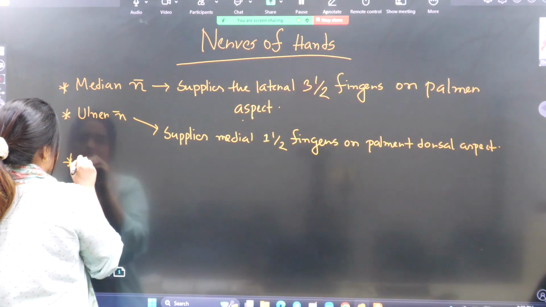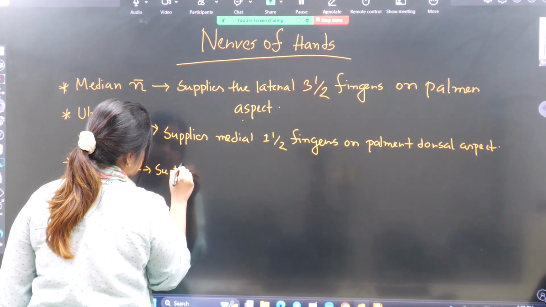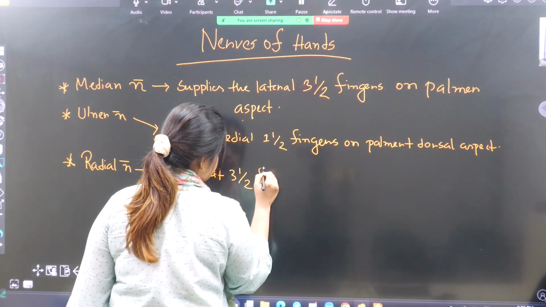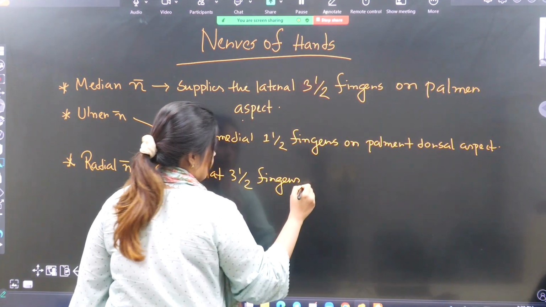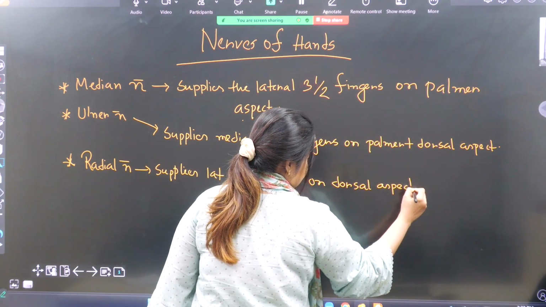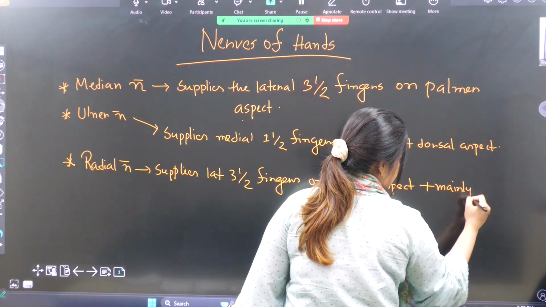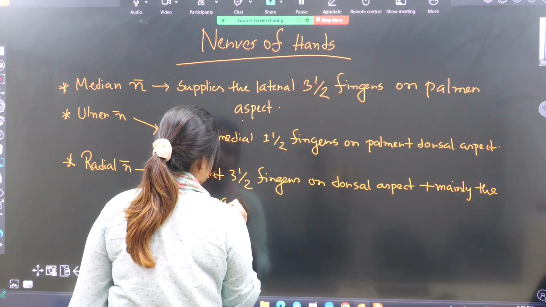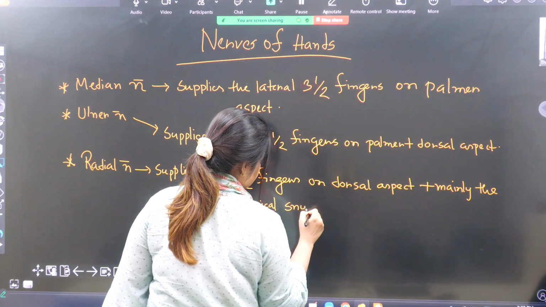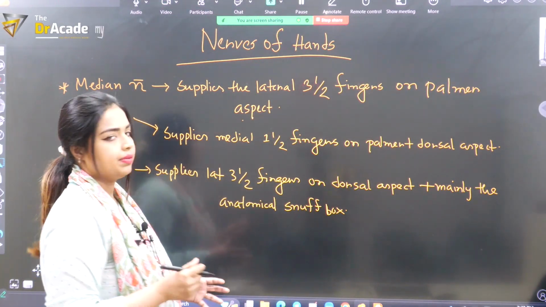And the radial nerve supply lateral 3.5 fingers on dorsal aspect, and mainly the anatomical snuffbox. Okay, this is the mainly basic of the nerves of the hand.